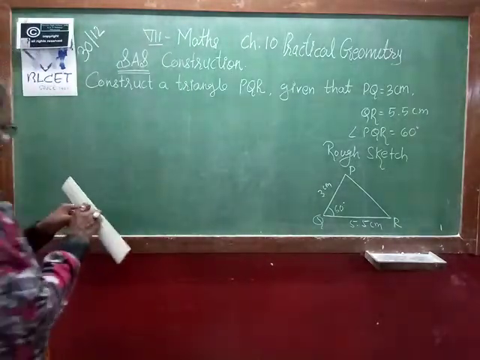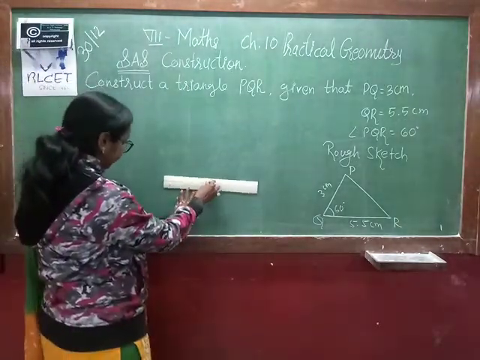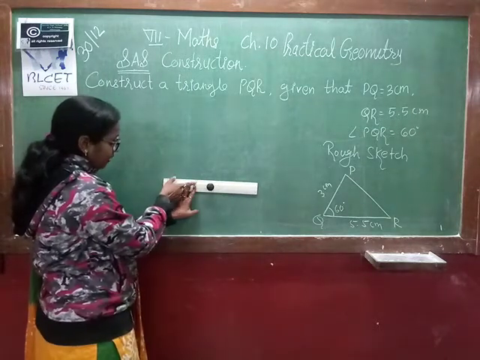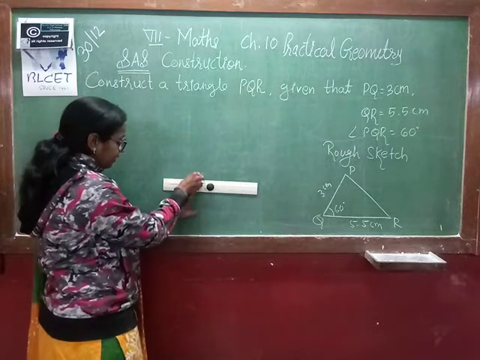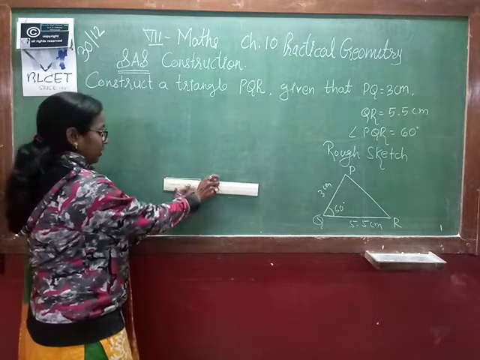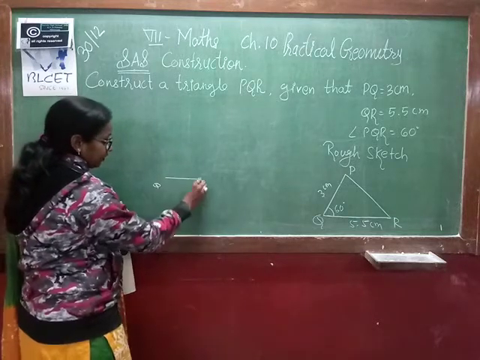First of all, draw QR of 5.5 cm. Keep your scale: 0, 1, 2, 3, 4, 5. This is your 5.5 over here. Okay, so this is your QR.